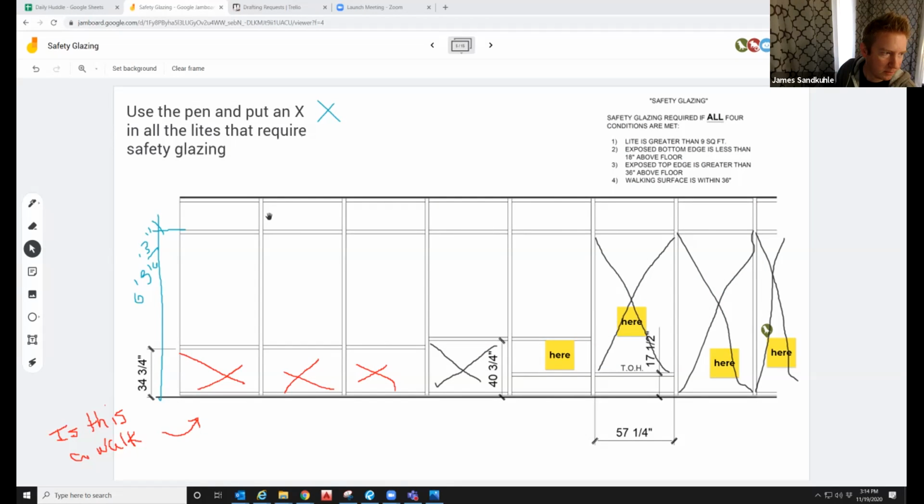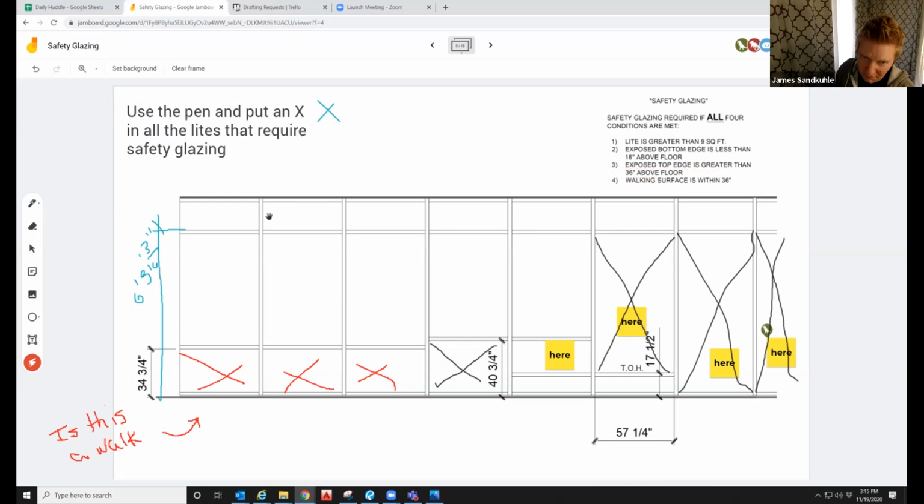All right, so let's walk through this. Looks like Jobo marked up the first light here. Is that Jobo's marks? That might be wrong now that I'm looking at it, but let's go through. Is the light greater than 9 square feet? Yes. Exposed bottom edge is less than 18 inches above floor? Yes, it's practically on the ground. Exposed top edge is greater than 36 inches? The top exposed edge is 34 3/4, so we'll cross that item off, and it is within a 36-inch walking surface.